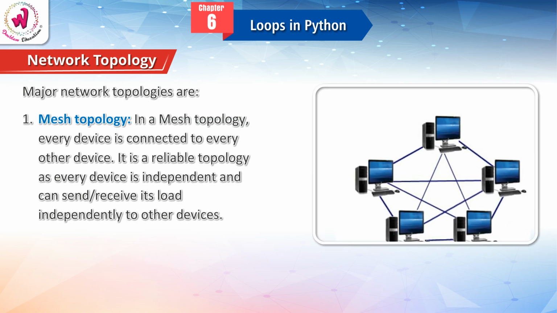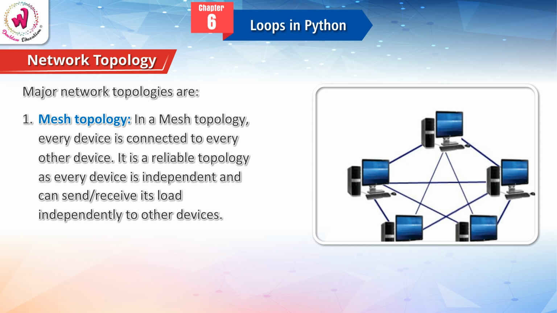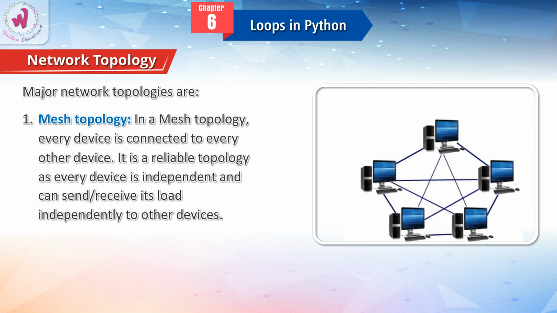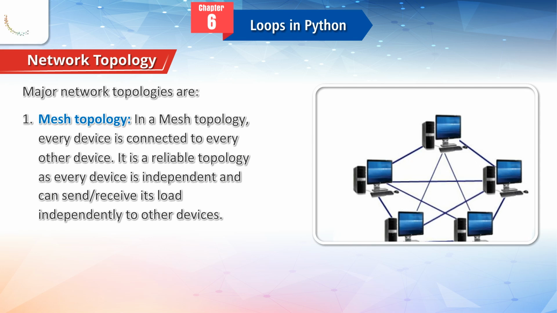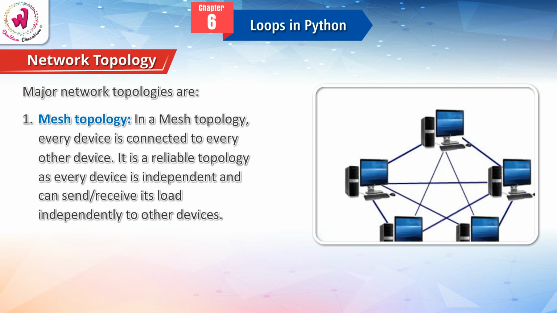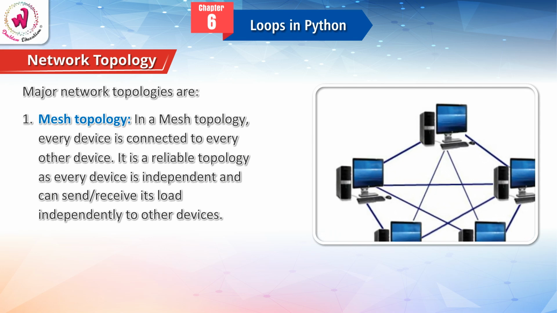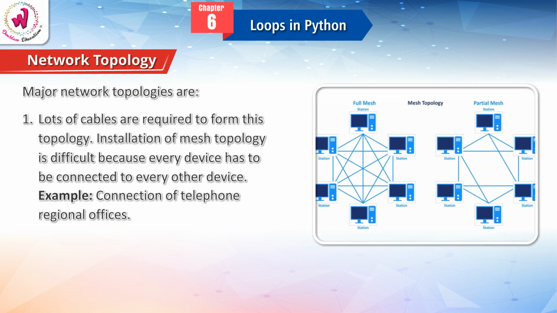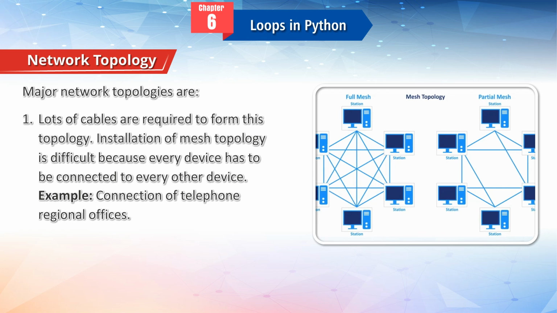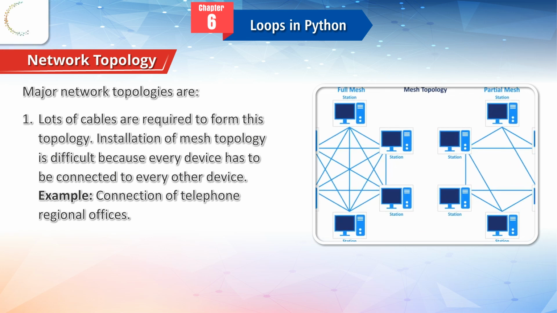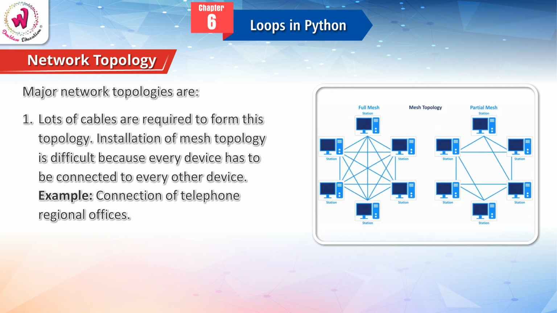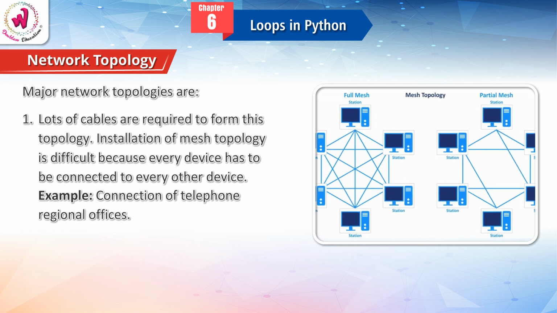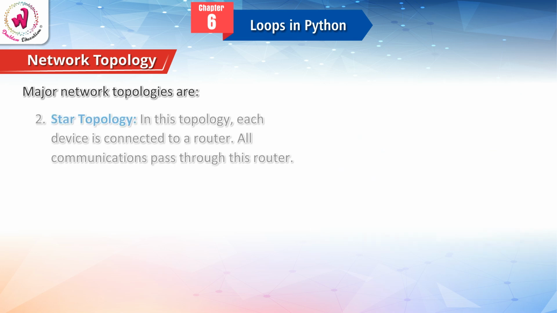Mesh topology. In a mesh topology, every device is connected to every other device. It is a reliable topology as every device is independent and can send or receive its load independently to other devices. Lots of cables are required to form this topology. Installation of mesh topology is difficult because every device has to be connected to every other device. Example, connection of telephone regional offices.